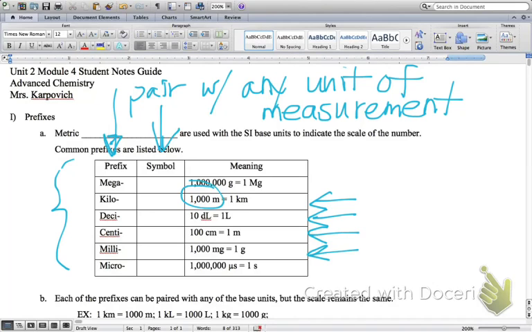Okay, so those 4 prefixes in the middle are the ones that are the most important that you need to memorize. Okay, any other prefixes, I will always provide the meanings of those prefixes for you.